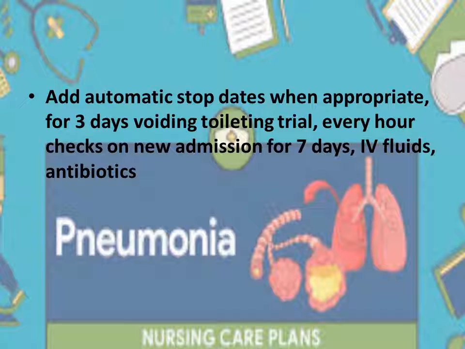Many may not have been aware that we are able to input a date for an intervention to drop off a care plan. So 3-day voiding trials should be DC'd after day 3. Every hour checks on new admissions at HS should be DC'd after the 7-day interval. IV fluids, IV antibiotics, or anything that has a specific time frame should not remain on the care plan indefinitely.